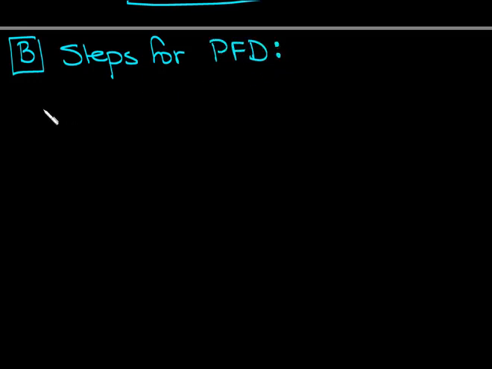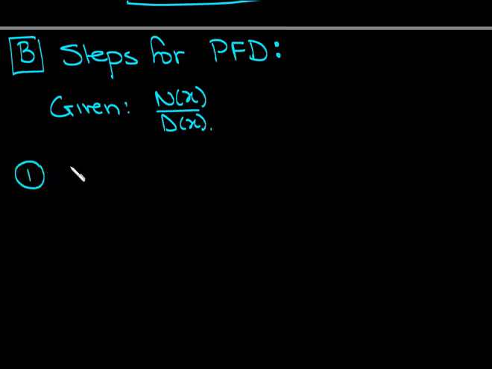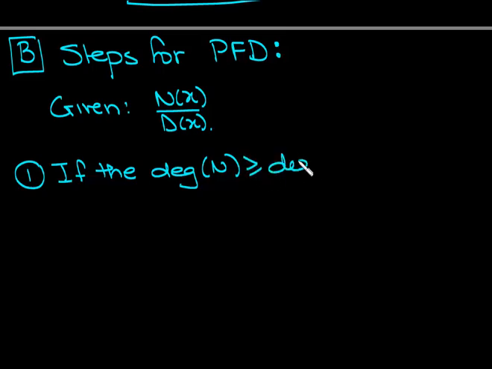Okay, so let's say we're given a rational expression like this. We have a polynomial in the numerator and a polynomial in the denominator. So the first thing we're going to do is this: if the degree of the polynomial in the numerator is greater than or equal to the degree of the polynomial in the denominator, then perform long division.